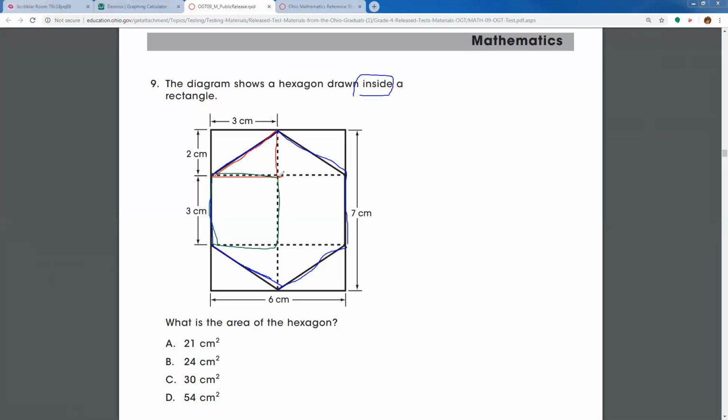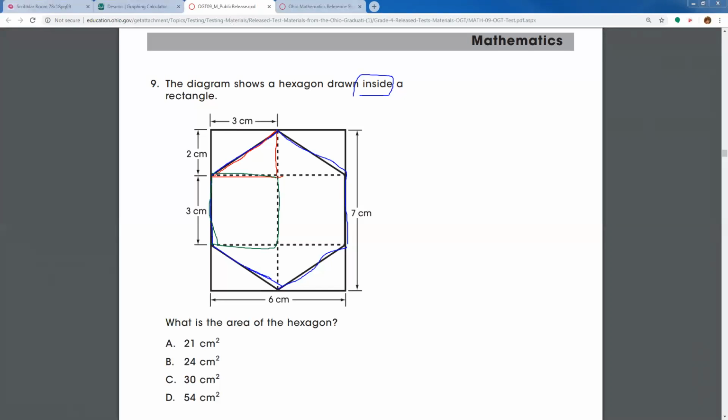Everything else is some version of that. This right side, same triangle, just they moved it around a little bit. Or like the bottom, same triangle, but they flipped it. Right. So we really only need to focus on those two shapes and find the area of those two shapes.